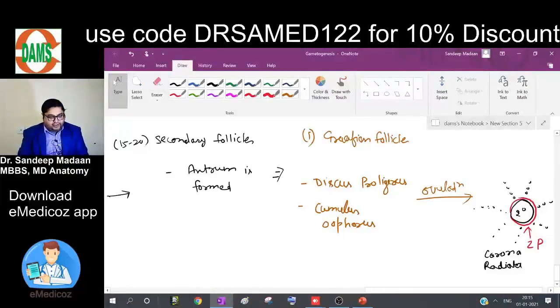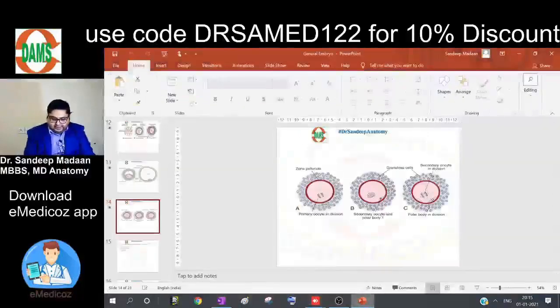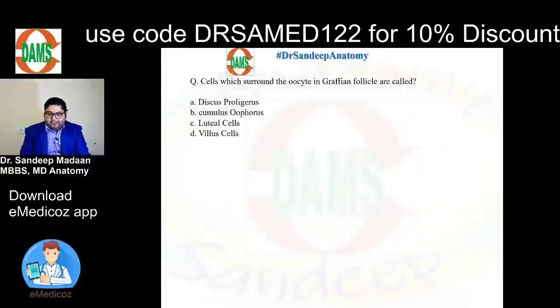So let us take one question and then let us see how the fertilization takes place. Let us take this question. The cells which surround the oocyte in the Graafian follicle are called. What is the answer? Straightforward question. Answer is cumulus oophorus. And we know the term discus proligerus is the disc-like site of attachment for the oocyte. Is that okay? So these two terms are important here in the Graafian follicles, right?